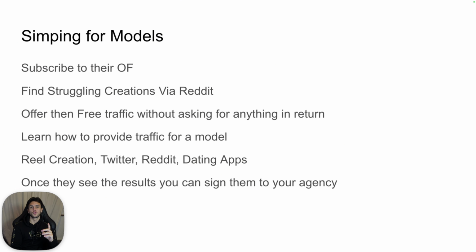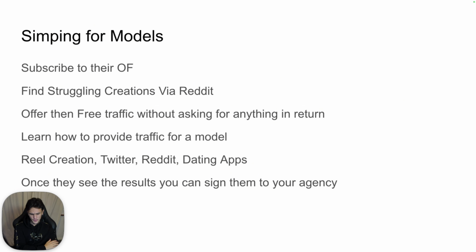So the next thing I want to talk about is simping for models. So what I mean by this is basically giving a shit ton of free value, which is going to cost you money, but is going to build up their trust in you a huge, huge amount. So you can subscribe to their OF. You can see how they're currently chatting. You can find struggling creators via Reddit, offer them free traffic without asking for any return, learn how to provide traffic for a model. This traffic can come from Reels, Twitter, Reddit, dating apps. And once they see you can actually get results for them, they will easily sign to your agency, right?